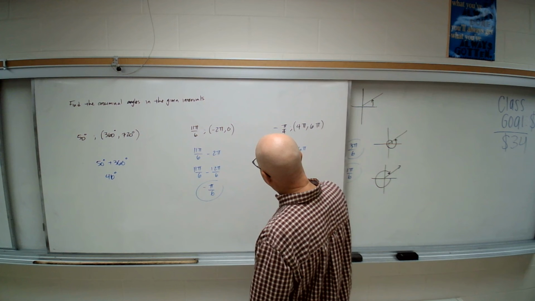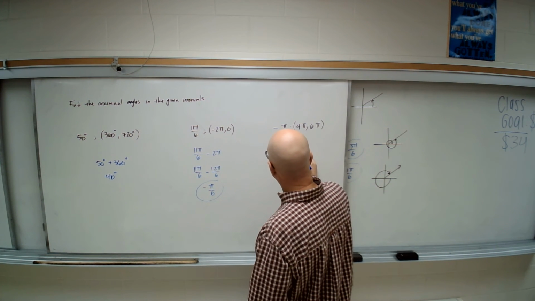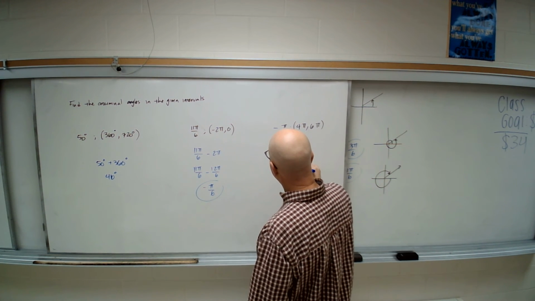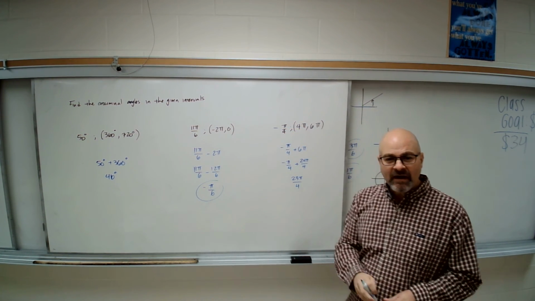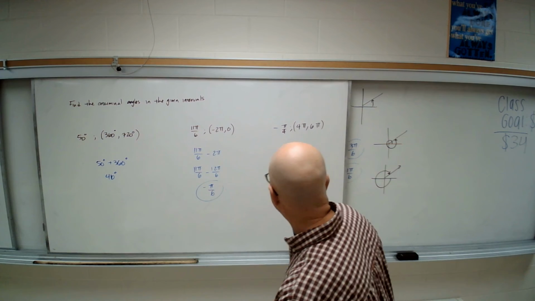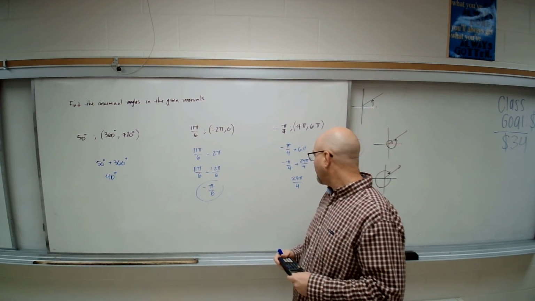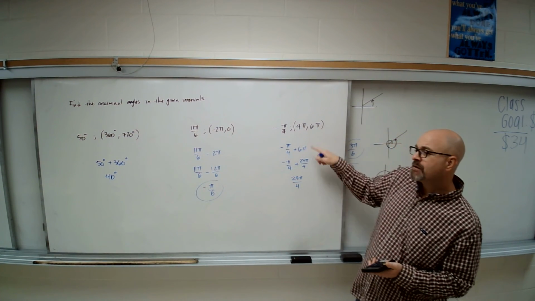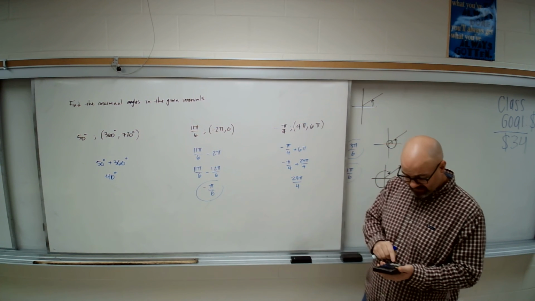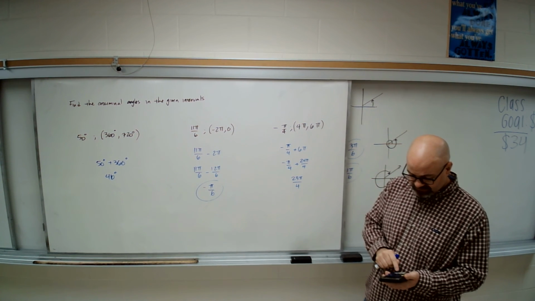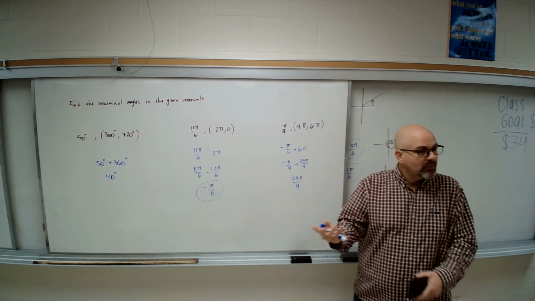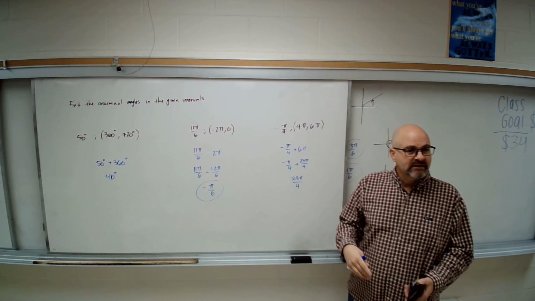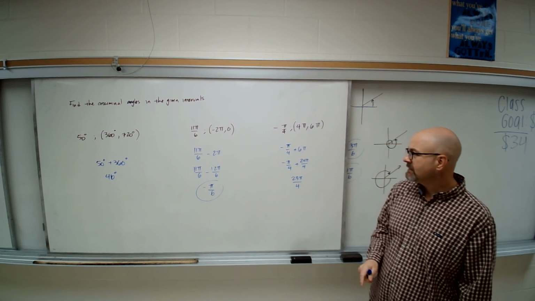So we get negative pi over 4 plus 24 pi over 4. That gives us 23 pi over 4. If you wanted to check that with your calculator to make sure you're in the right range, I would just do 23 divided by 4. That decimal value is 5.75 pi, which is between 4 pi and 6 pi. So it's a decent way to check that.